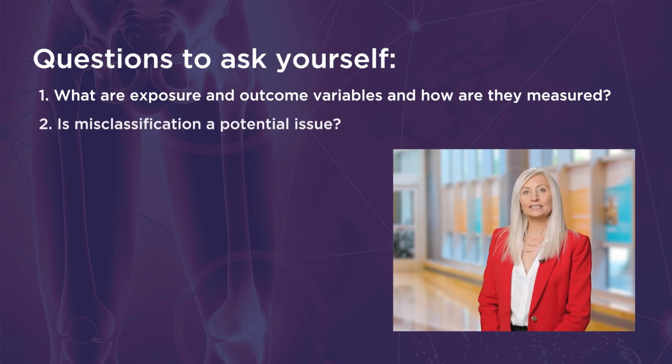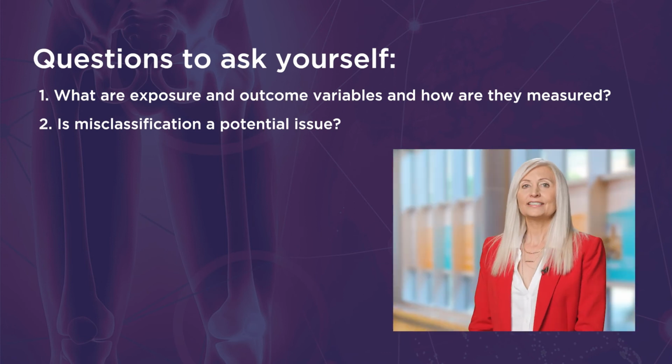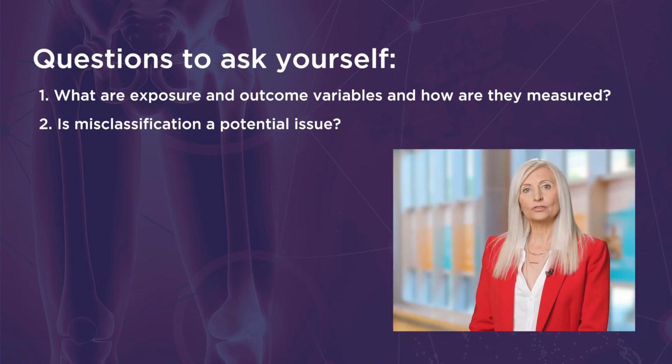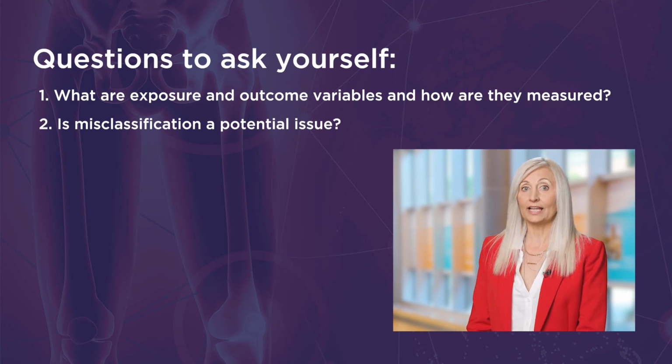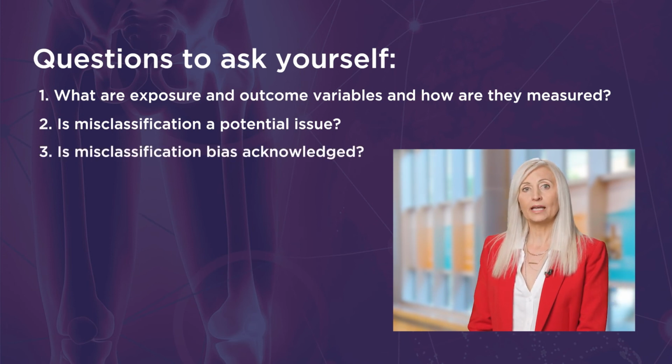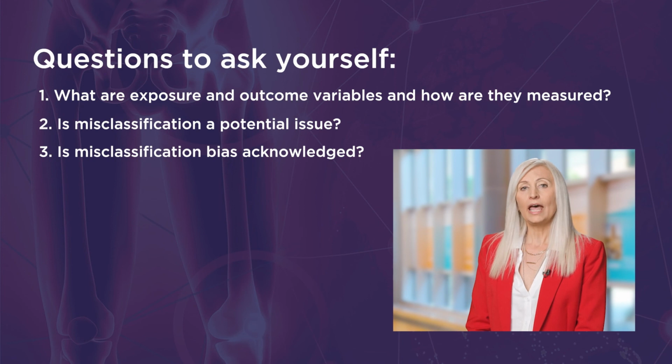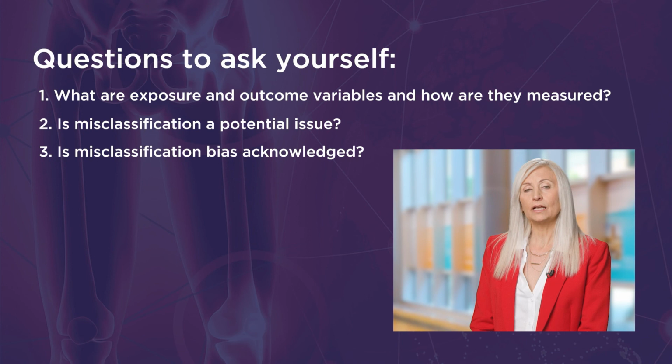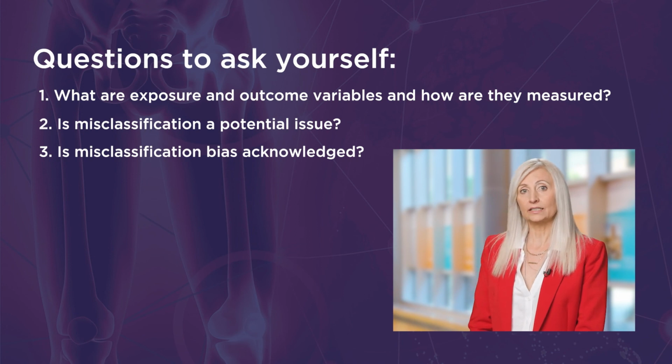2. Is misclassification of exposure and outcomes a potential issue for the study? Consider the instance when secondary data are used. If the study involves the classification of exposure or outcome based on ICD codes that were not collected specifically for that study, misclassification of patients is likely. 3. Is potential misclassification bias correctly acknowledged? And did the author make a qualitative or quantitative assessment of its impact on their findings?